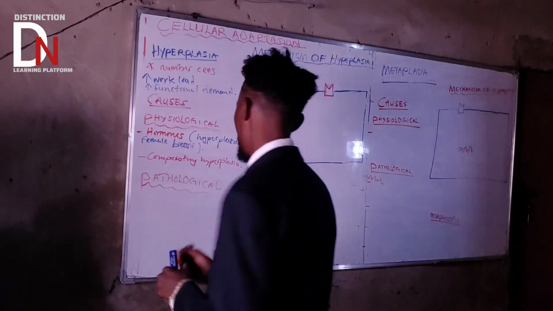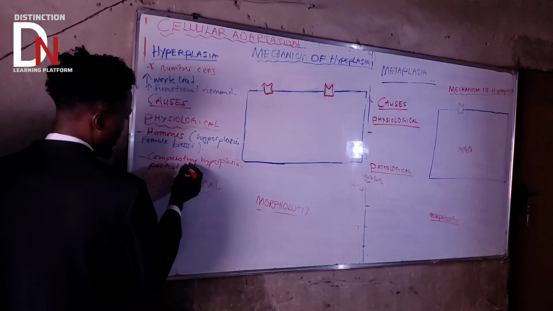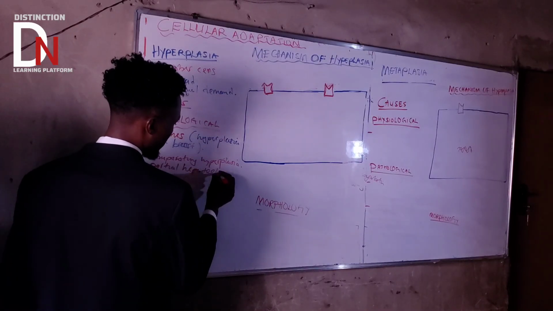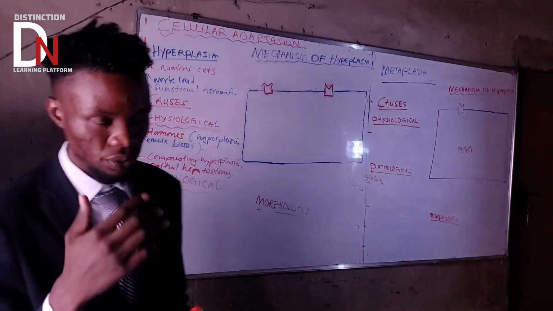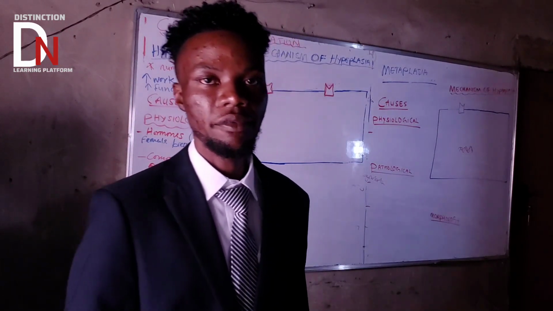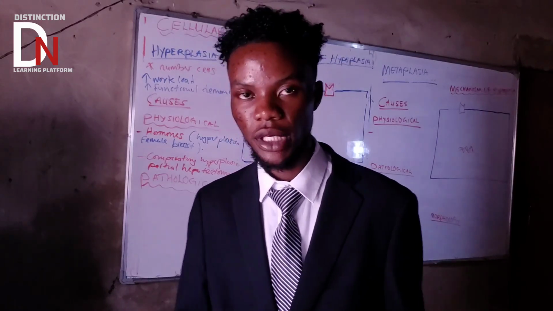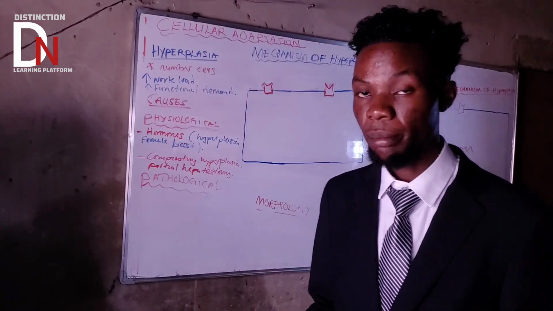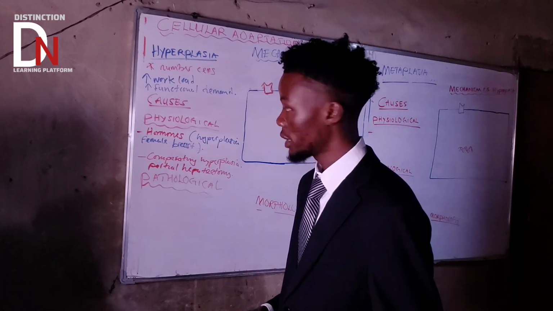Because of what? Following the what? Partial hepatectomy. Partial hepatectomy basically means that you just remove part of the liver. So that's under physiological. It's not a disease. If you remove something, it's not a disease. It's just the normal response by the liver. Okay, then let's go to pathological causes of what?